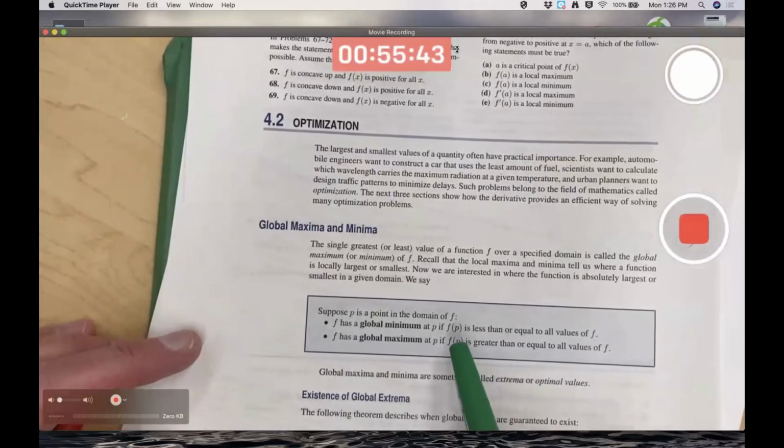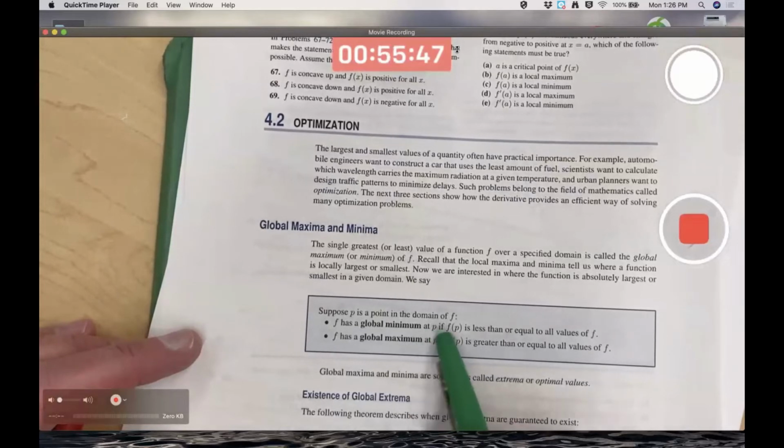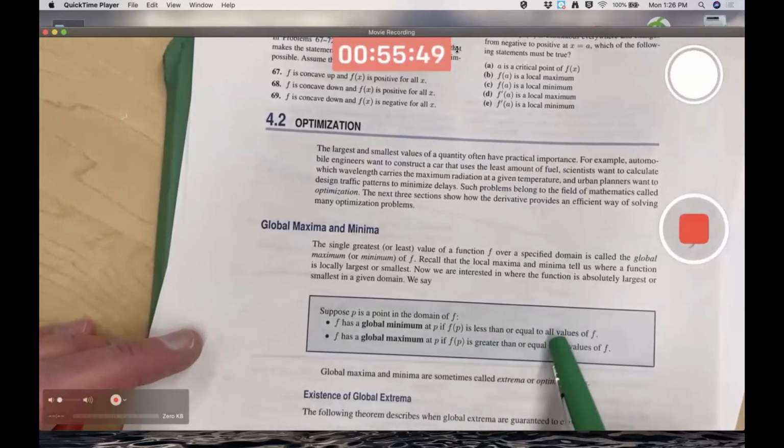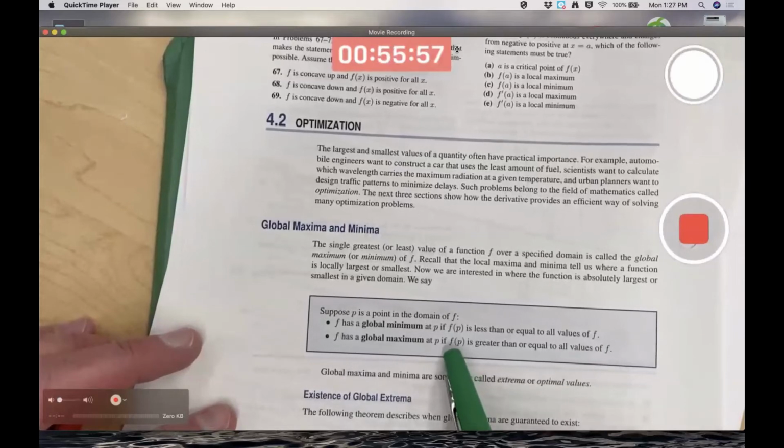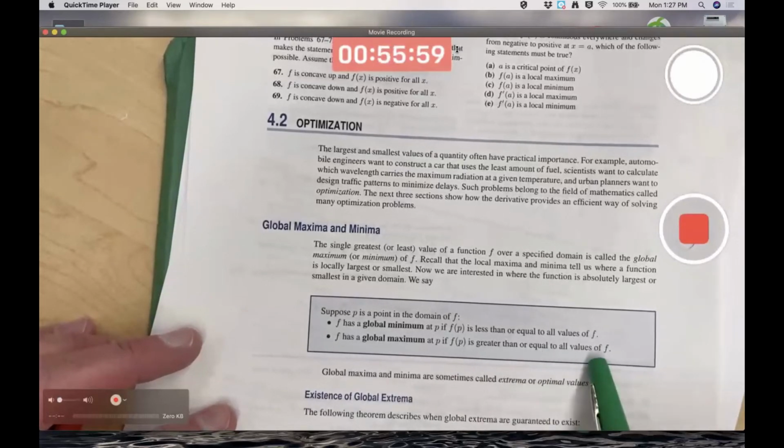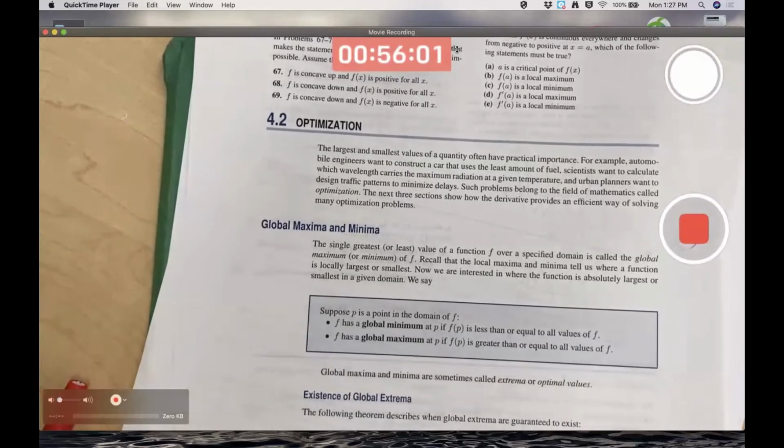P is a point in the domain of F. There's a global minimum at P if F of P is always less than or equal to all the values of F for all other points in the domain. And global maximum at P if F of P is greater than or equal to all the values of F for all other points in the domain.